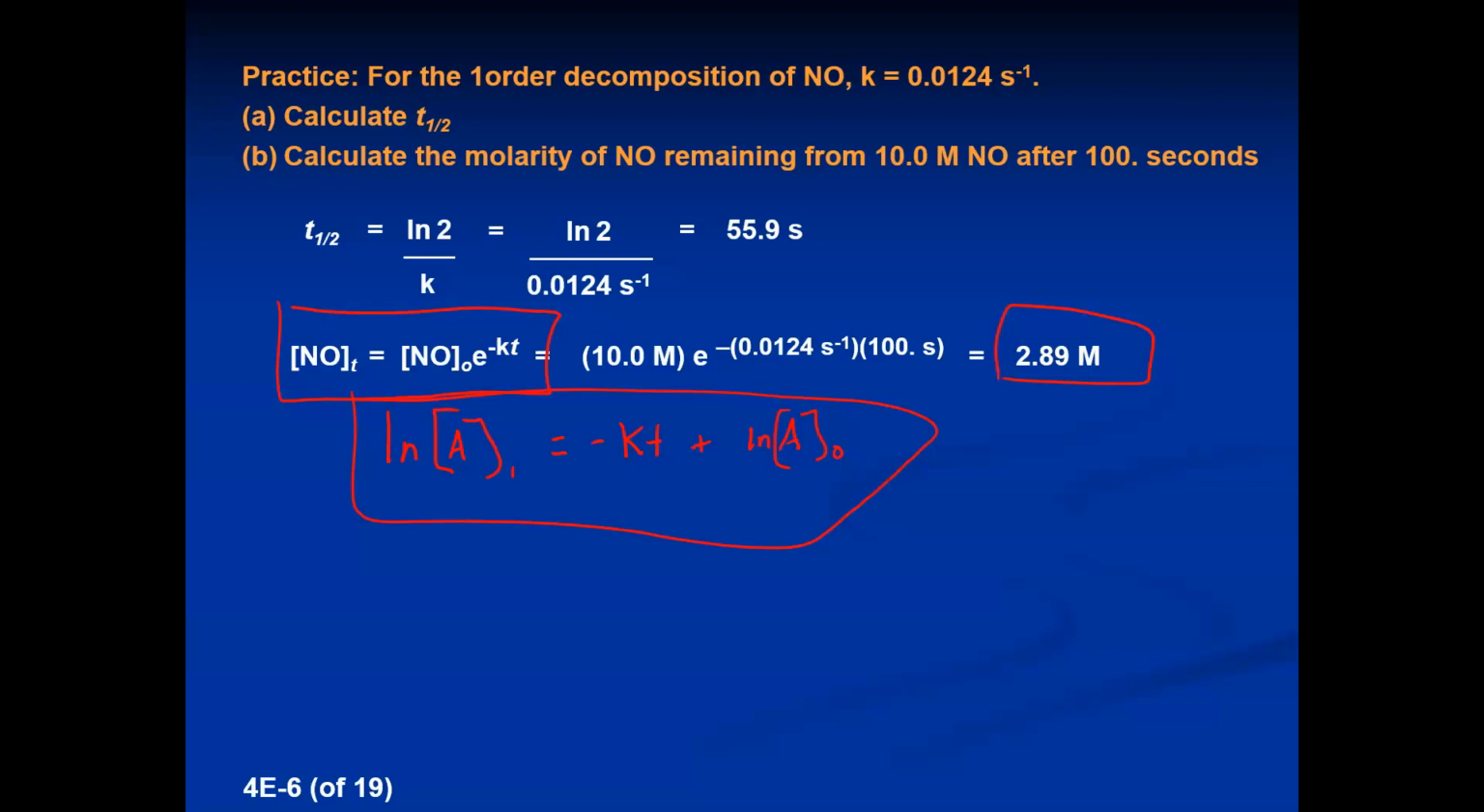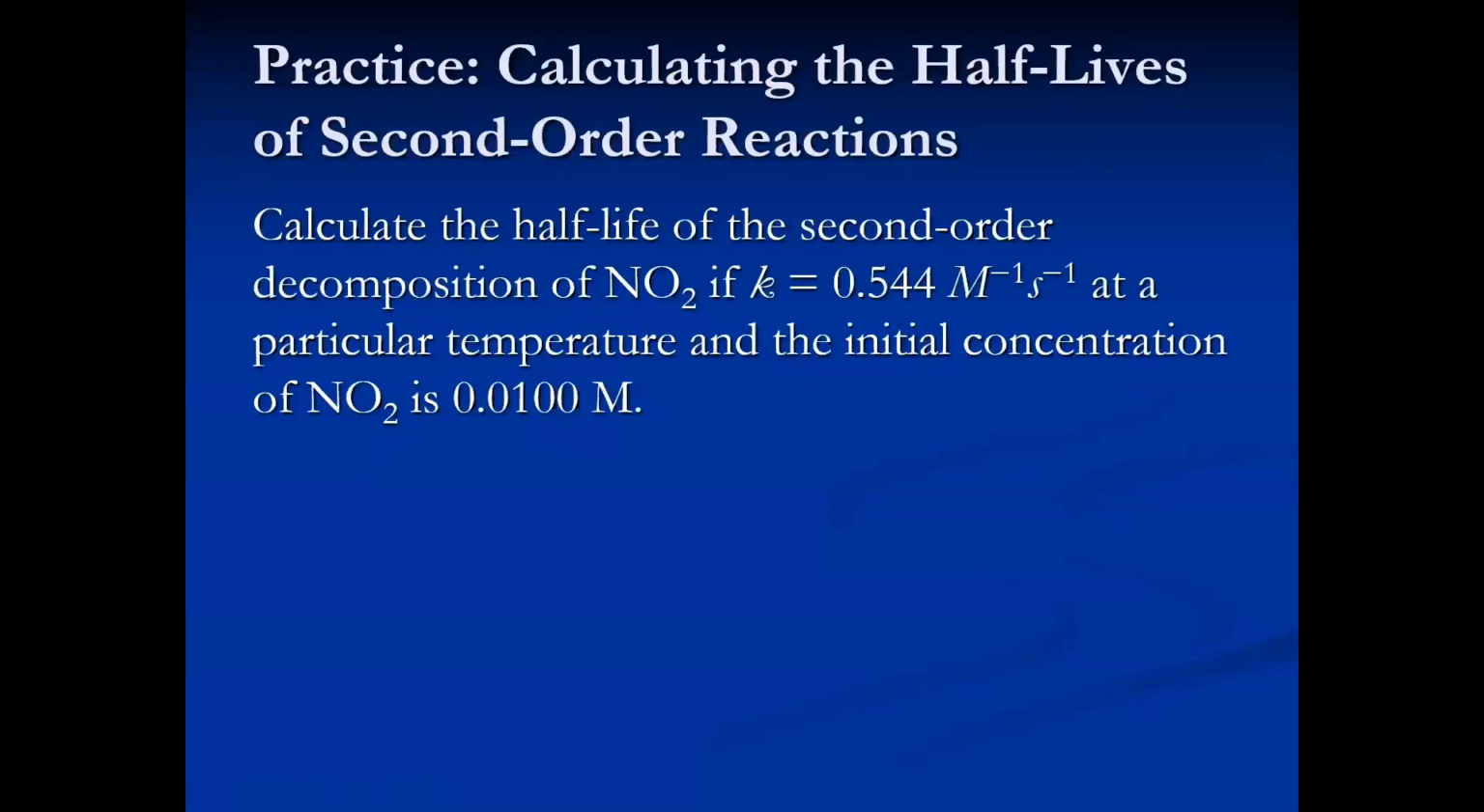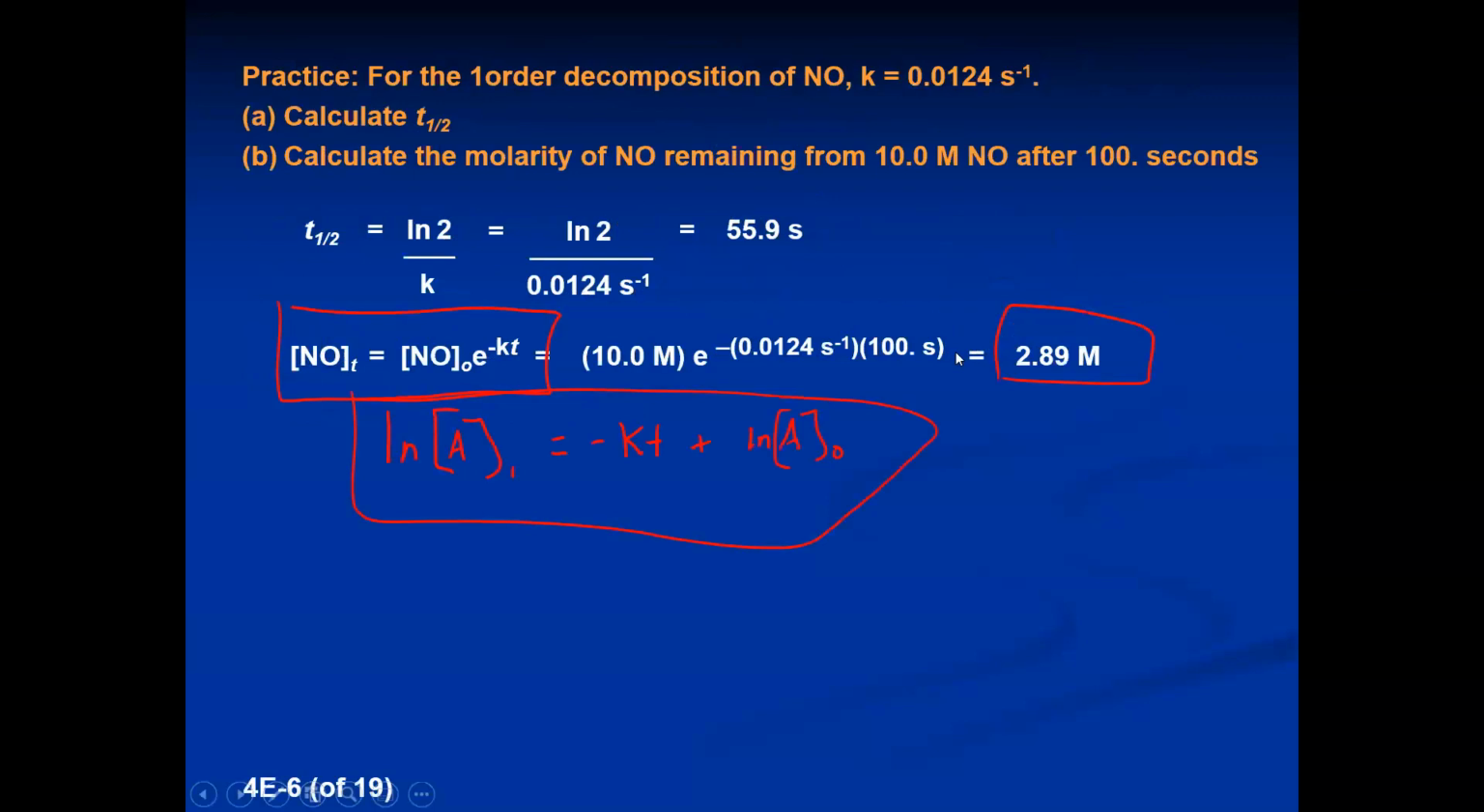Let's do one more application question of these. I don't know why my slideshow keeps disappearing. All right, for this one I want you to calculate the half-life of a second order decomposition of NO2 if K equals that at a particular temperature and the initial concentration is this. While you're doing this problem, I want you to notice this. This one says it's second order and gives you the units of K, and this one also gives the units of K. So if these were questions on your exam, it says first order, it gives you the units of K.